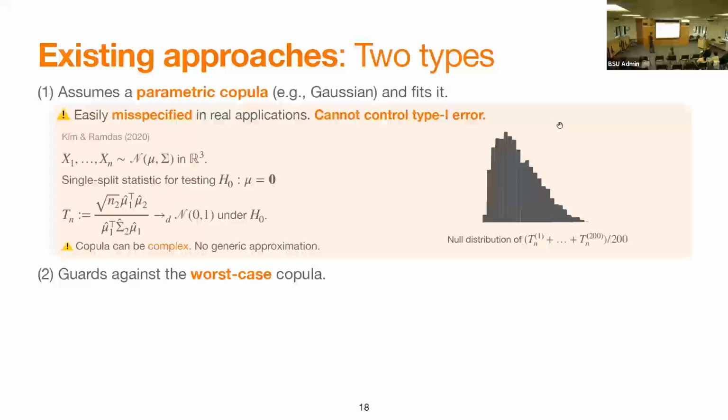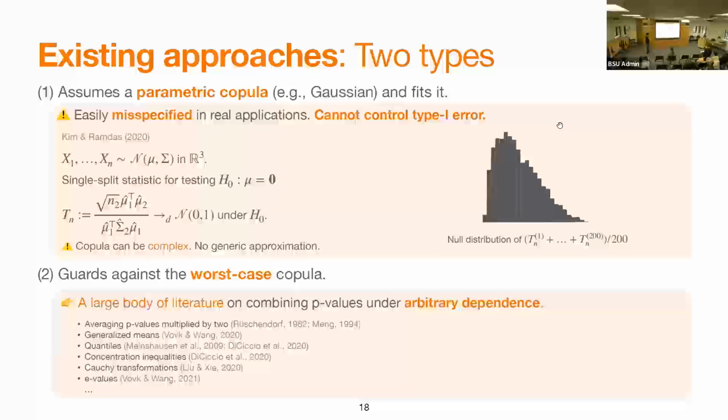So there is another stratum of the literature that basically says, I don't know the copula, and I don't have anything concrete to say about it, so I'm going to guard against the worst case copula. There is a large body of literature on such results that deliver type 1 error guarantees that may be conservative, but guard against arbitrary dependency. For example, there is this very cute rule: you have a bunch of p-values and you don't know the dependency, but you can take the average p-value and multiply by 2. It can be shown that it's still a valid p-value. So that is a conservative procedure.